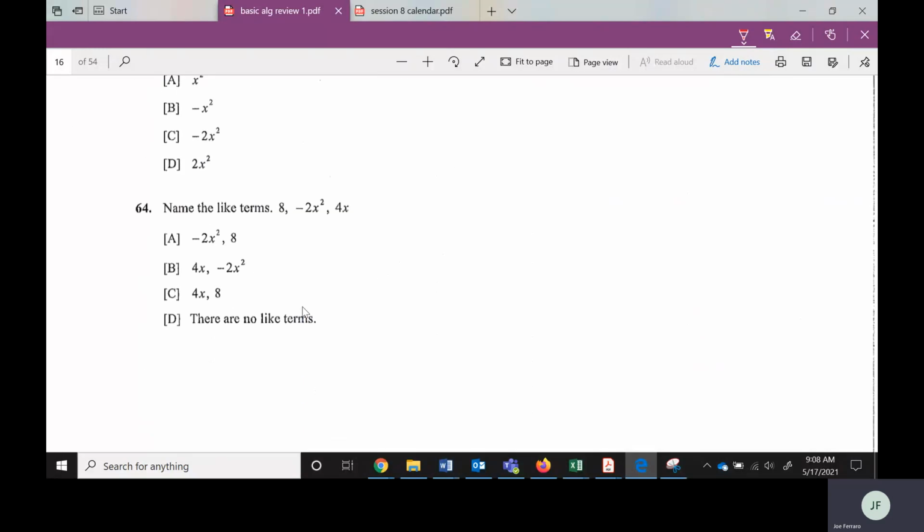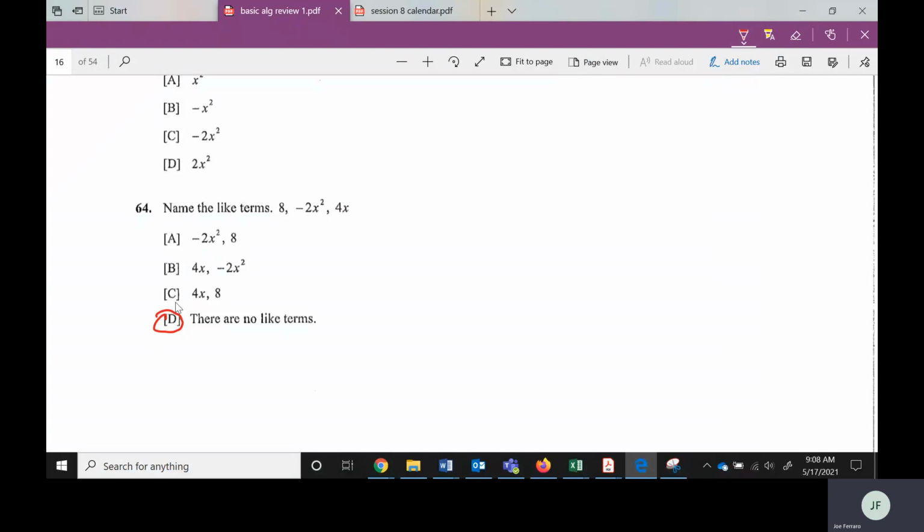Oh, just to give you an example of what I was just talking about. Same type of problem we just did. We have an 8, so that has no x on it. Whoops, sorry about that. Let's erase that. So the 8, there's no other constant term, so there's no like term for that. -2x squared, there's nothing else here with an x squared. 4x, that's just an x. There's nothing else that matches it. So this problem actually has no like terms.